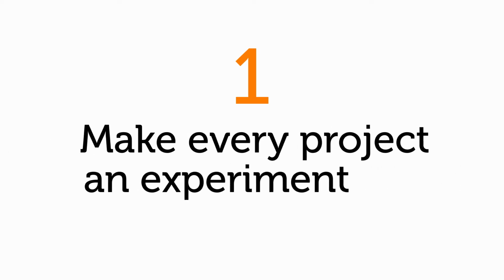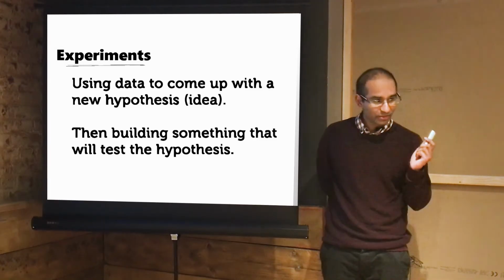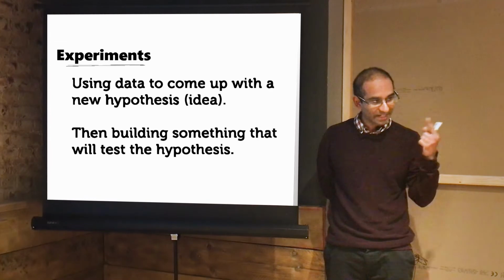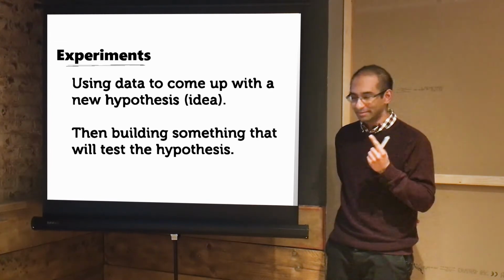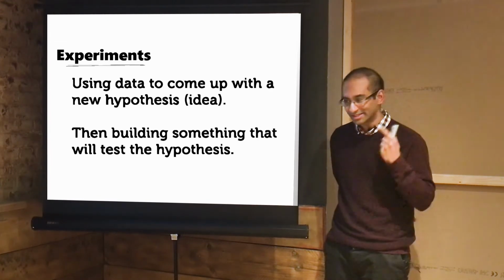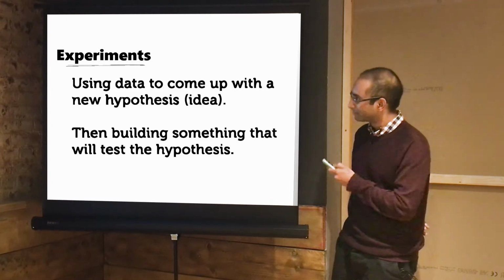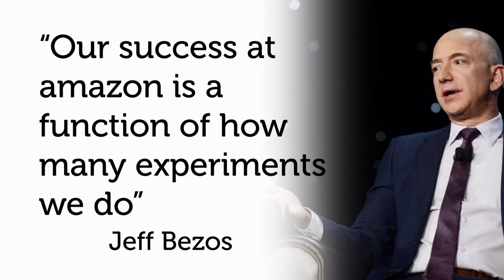My first recommendation would be to make every project an experiment. Now, experiments is all about using data to come up with a new idea and then building something that will test that idea, because you really want it to stand up to some form of rigor. Jeff Bezos says our success at Amazon is a function of how many experiments we do. So really you should be trying new things all the time.